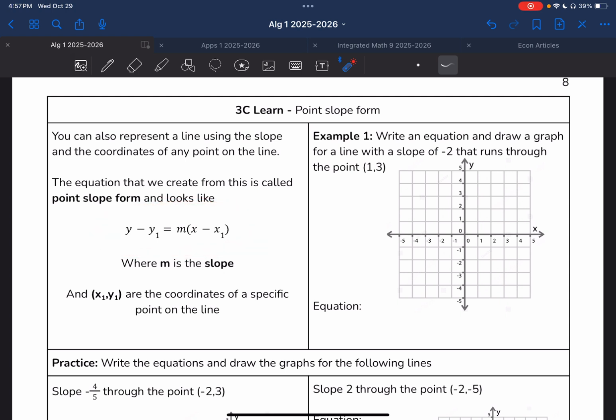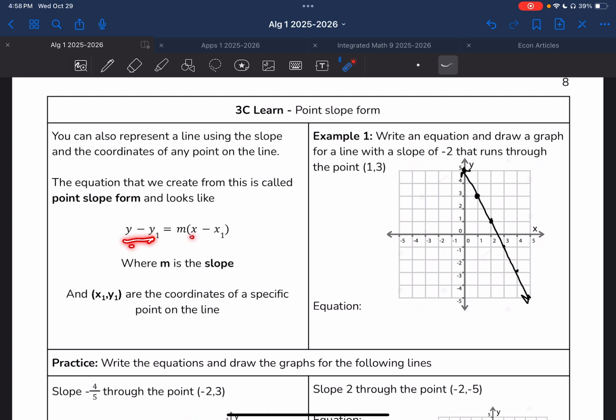So if we look over here, we see that we have a slope of -2 through the point 1, 3. Well, so we know we're going to run through the point 1, 3. And if we have a slope of -2, that means for every 1 that we go to the right, we go down 2. So we can graph that line like that. If you have a point and you have a slope, start at that point and then change according to the slope. And then to create the equation, we're going to use this formula over here.